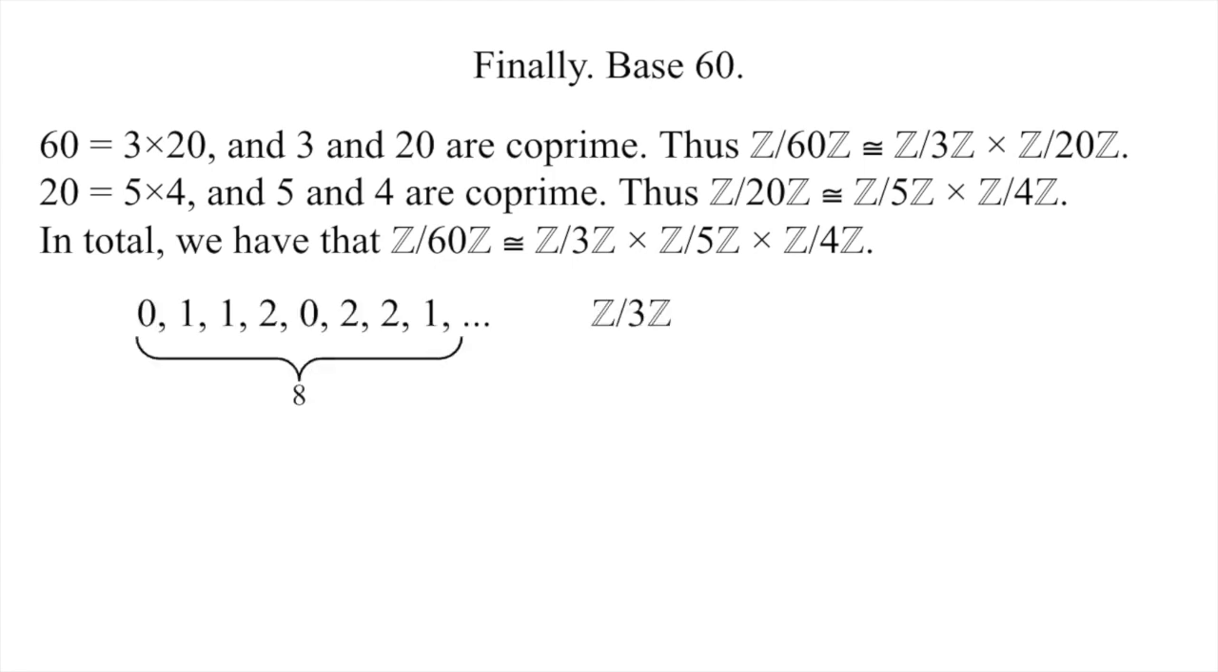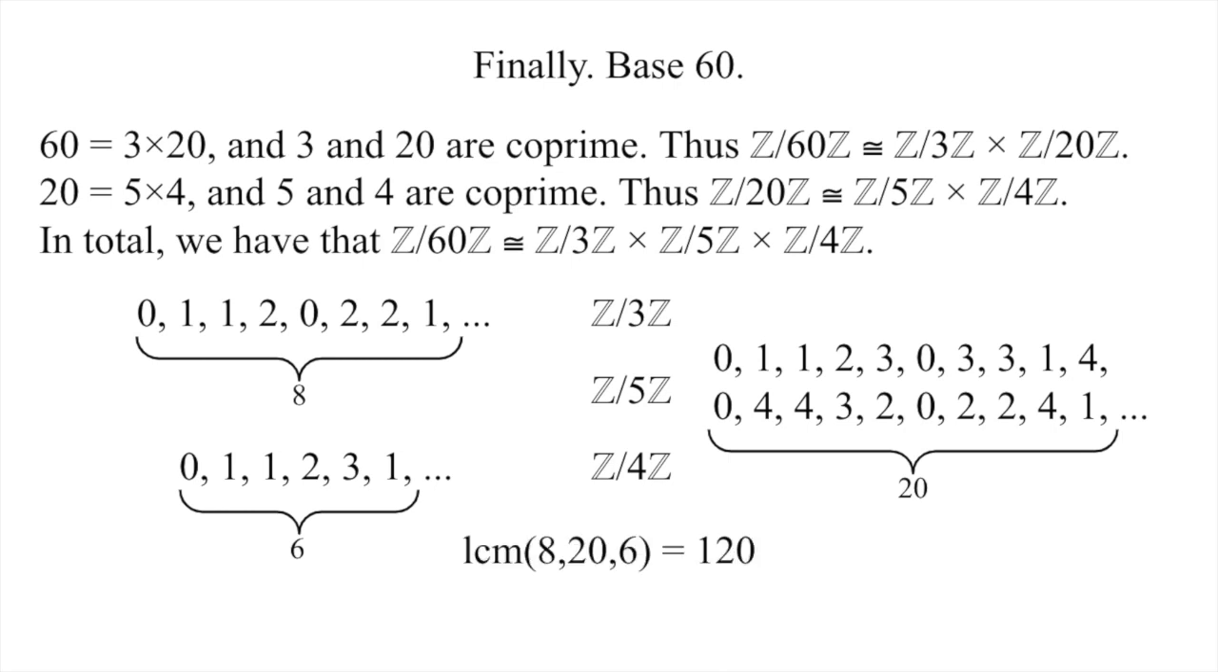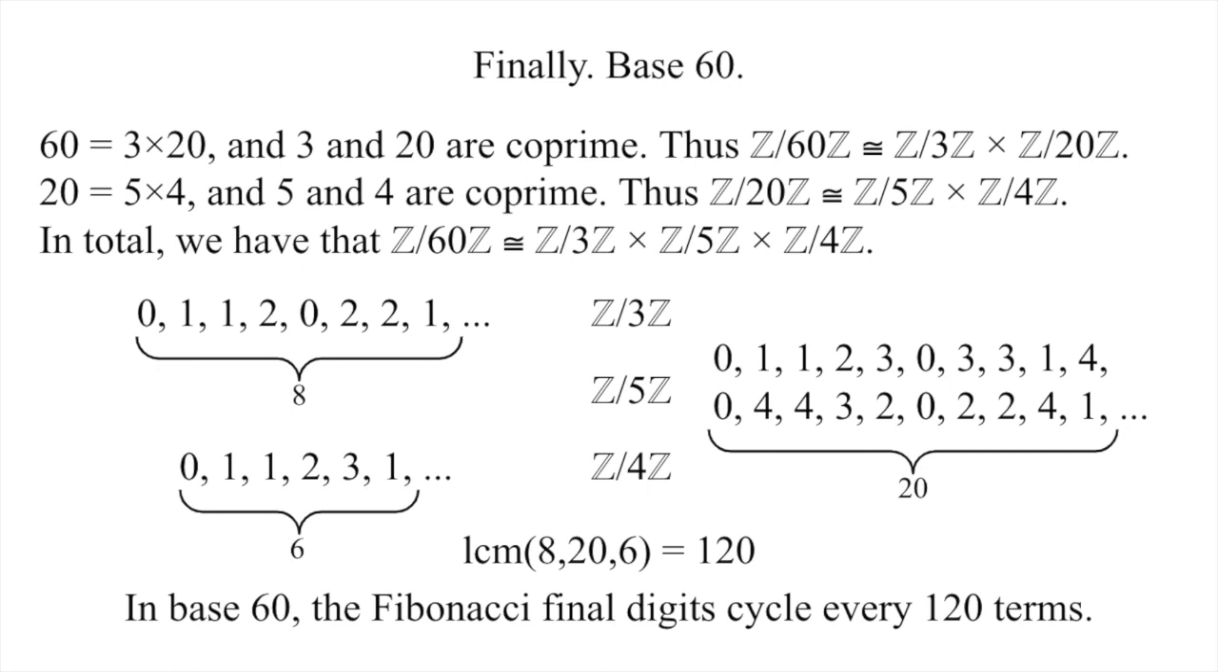In Z mod 3Z, we have the pattern of 8, which we saw already when doing base 6. In Z mod 5Z, we have a pretty long pattern, which repeats every 20 digits. And in Z mod 4Z, we have a shorter pattern, which repeats every 6 digits. Now, the pattern in Z mod 60Z will repeat exactly when all 3 of these patterns repeat simultaneously. And this happens at the least common multiple of 8, 20, and 6, which is 120. Therefore, in base 60, the final digits of the Fibonacci numbers cycle every 120 terms.